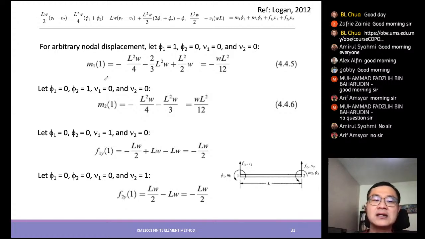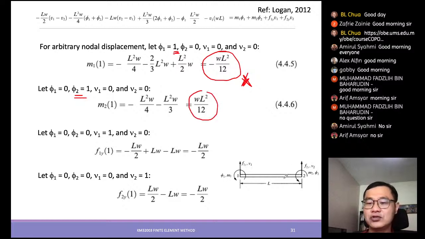Once you get there, later on you can take any node at any length, like the shape functions: you take any point equal to 1 and the rest equal to 0. They should give you the moment, which you can see is equal to WL square over 12, which is what you put in previously. This is for node 1. For node number 2, you get the same answer.